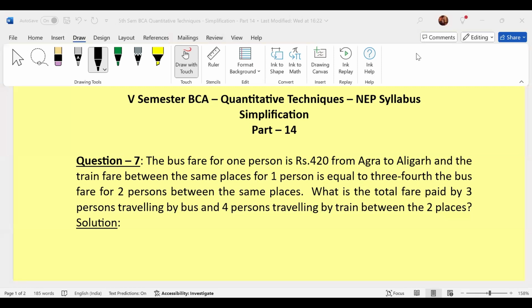Hello everyone. This is in continuation with our discussion on quantitative techniques subject under NEP syllabus meant for 5th semester BCA. We are into simplification topic. This is part 14, question number 7.